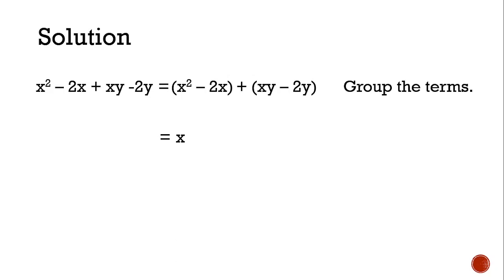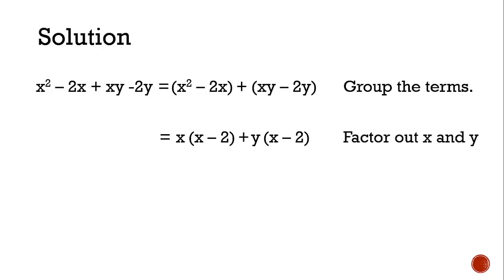Second step, x times open parenthesis x minus 2 close parenthesis plus y open parenthesis x minus 2 close parenthesis. Again, I repeat, the parenthesis indicates multiplication. What we have done is we factor out x and y. And lastly, open parenthesis x minus 2 close parenthesis times open parenthesis x plus y close parenthesis. That is the final factor of our equation.